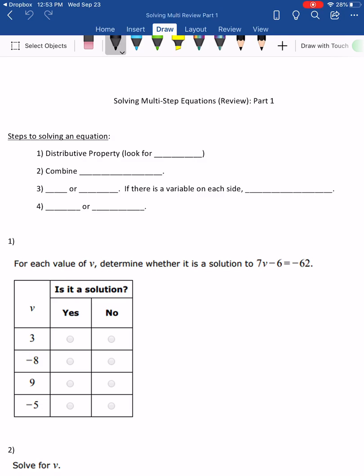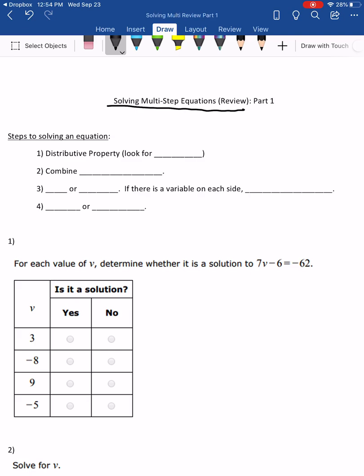Hello everyone. So we are going to get started with the work by spending some time reviewing solving equations. Okay, this should all be a review for you. You've seen all of this in previous grades. We're not going to spend a lot of time on this, but we are going to review first because you probably forgot things over the summer.